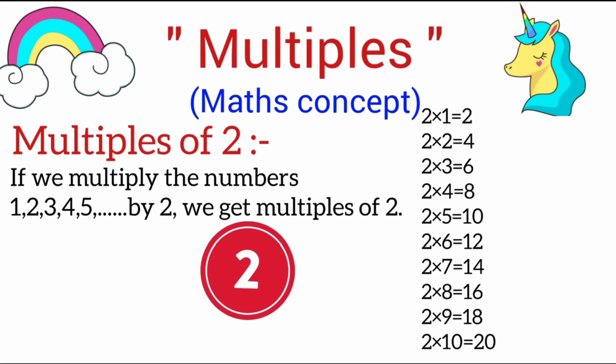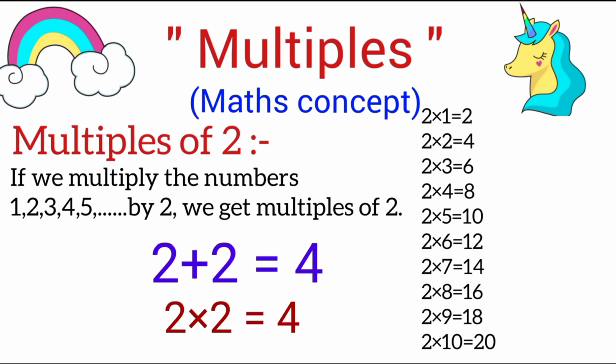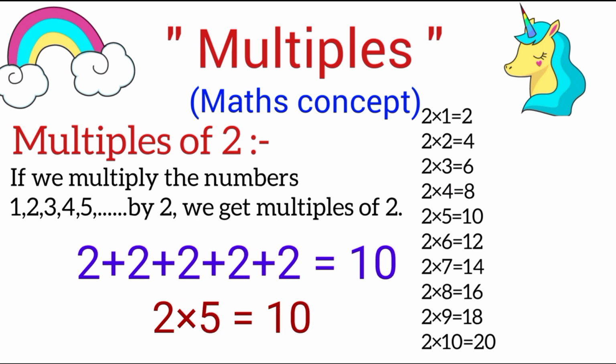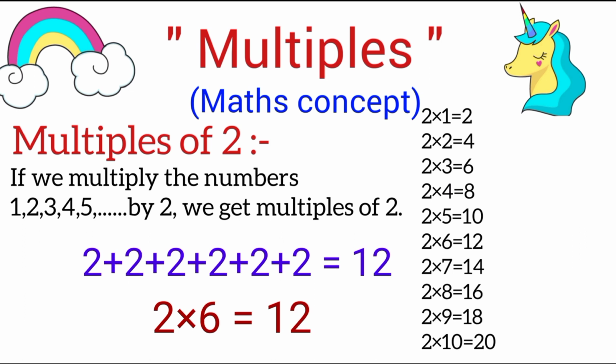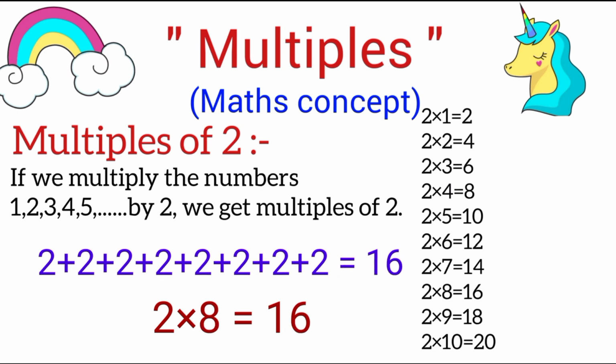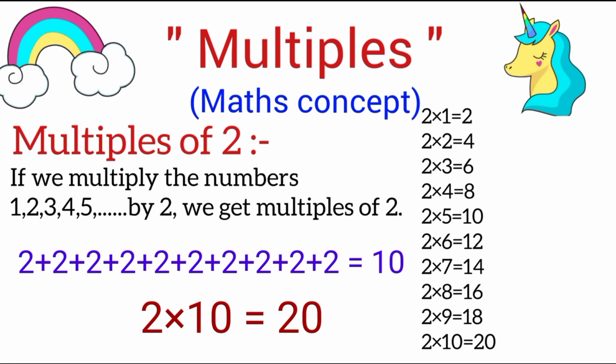Now, let us discuss the multiples of number 2. In order to get the multiples of number 2, we have to multiply the numbers 1, 2, 3, 4, 5 and so on by the number 2. Then we get multiples of 2. 2 1s are 2, 2 2s are 4, 2 3s are 6, 2 4s are 8, 2 5s are 10, 2 6s are 12, 2 7s are 14, 2 8s are 16, 2 9s are 18, 2 10s are 20, and so on.